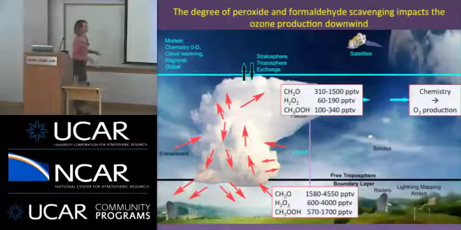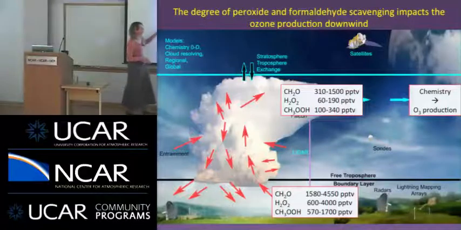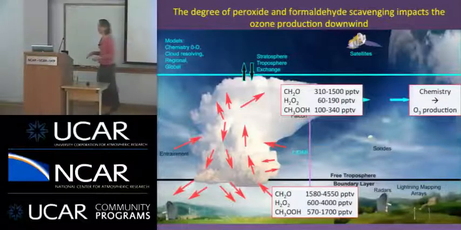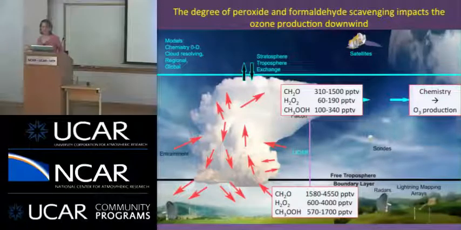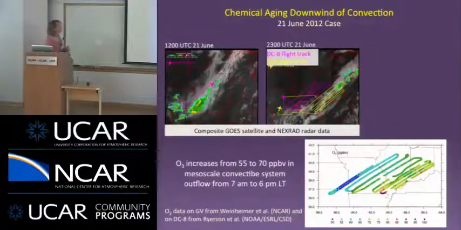And that takes us to, again, why is this important? Trying to understand how much of the formaldehyde and the peroxides are getting to the upper troposphere, and that's because of the chemistry that's going on. I wanted to show you one highlight from the DC3 field campaign of trying to get some direct evidence of ozone production. And that's this case that we had on the 21st of June in 2012.